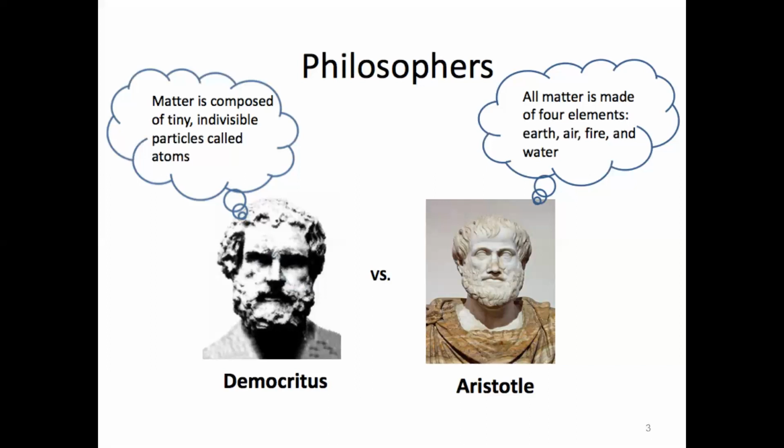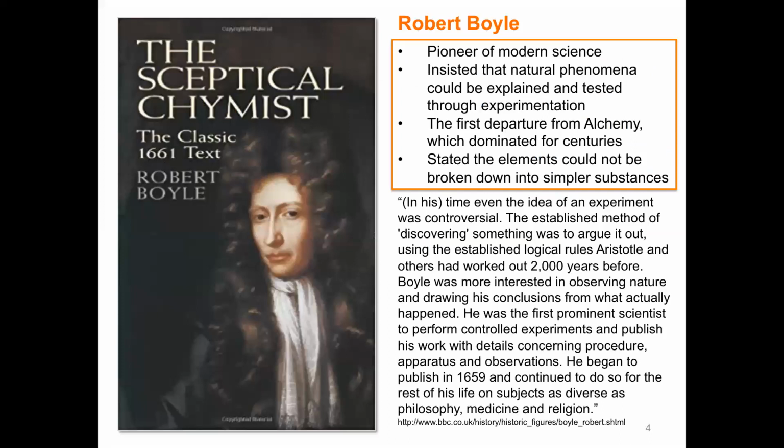And everyone thought that Aristotle's view was correct, until we got another philosopher named Robert Boyle. I was actually discussing this with the physics guys the other day, in terms of who was actually doing experiments first. But Robert Boyle, you can see here, wrote this book called The Skeptical Chemist back in 1661. So you can see that Aristotle's view predominated from BC times all the way up until the 1600s.